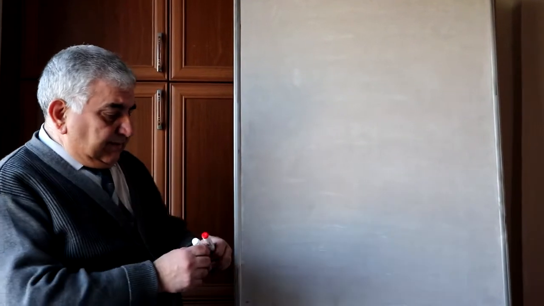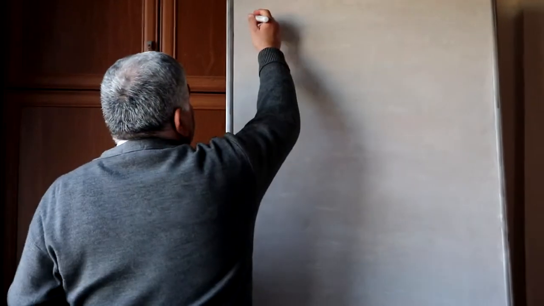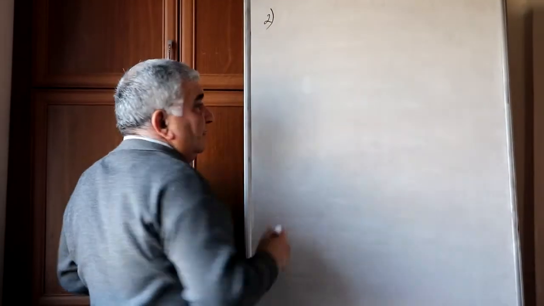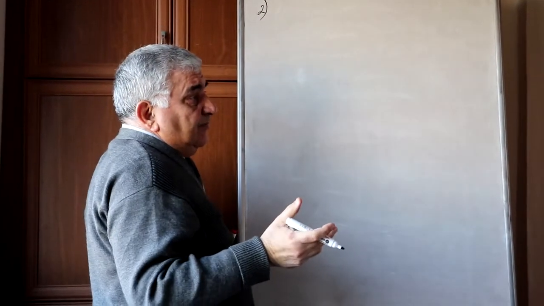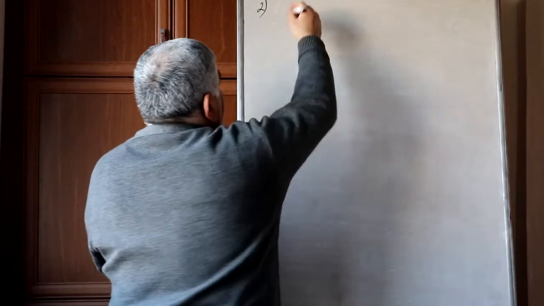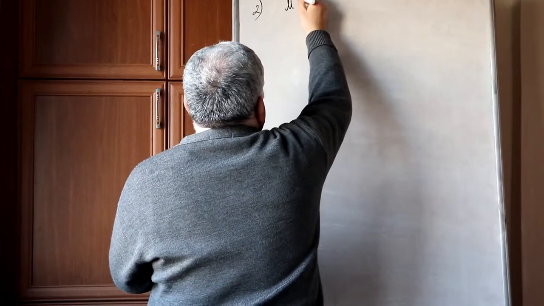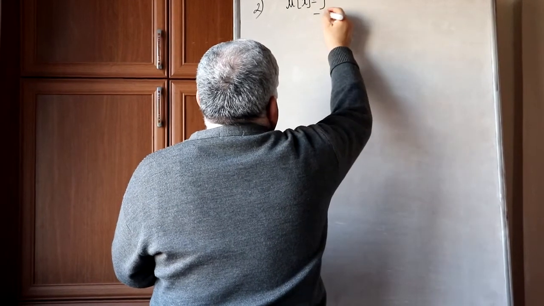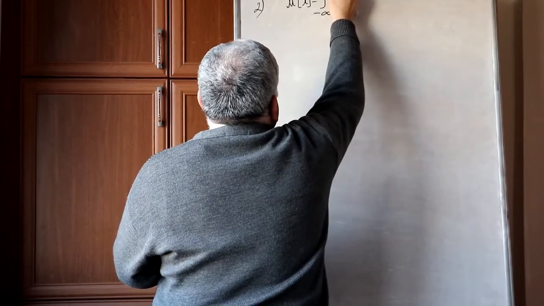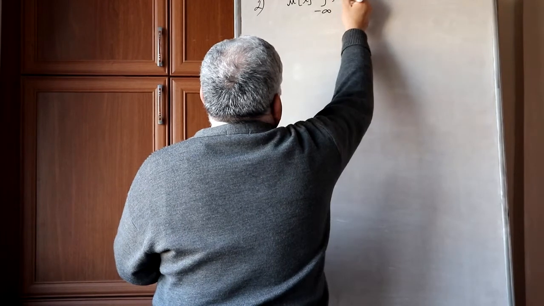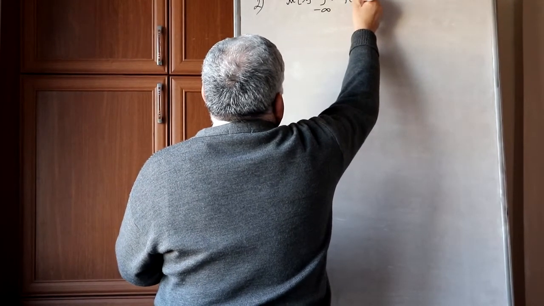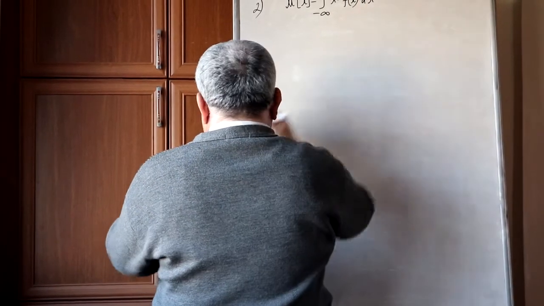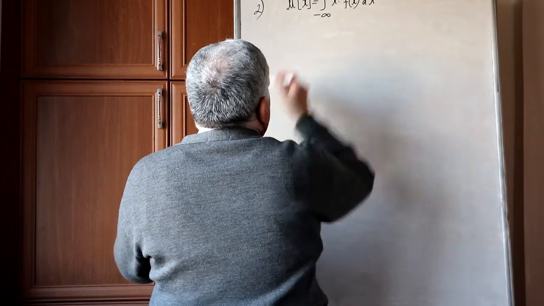Then go to the next step. Second step. In the second step, we must find the mathematical expectation according to this formula. MX is the integral from minus infinity to plus infinity of x multiplied by f(x) dx. It is the mathematical expectation for the continuous random variable.